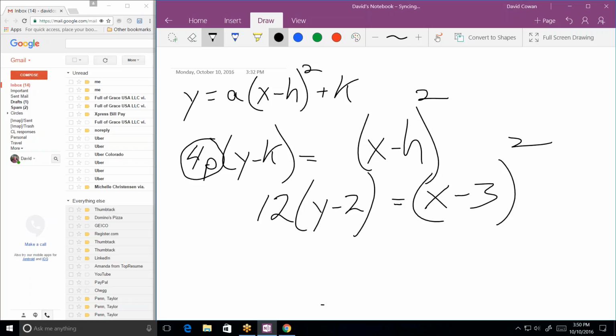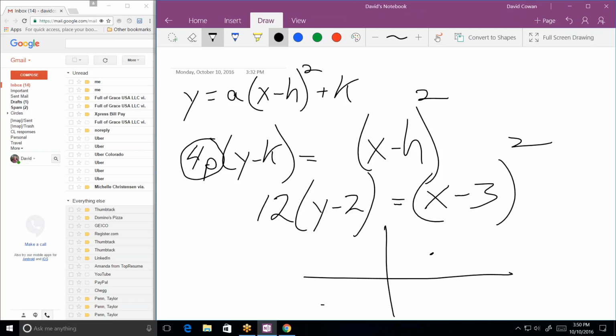All right, here we have a parabola whose vertex is at (3, 2), correct? In other words, h is the x-coordinate of the vertex, and 2 is the y-coordinate of the vertex. So if I go to (3, 2), there's the vertex.